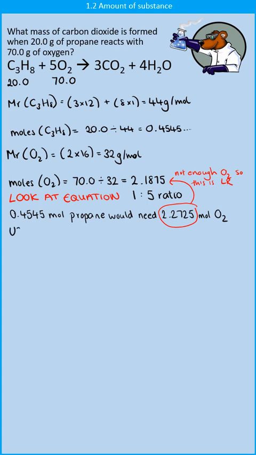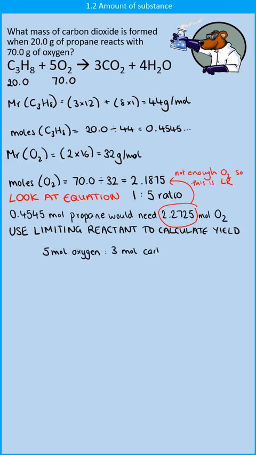And that's really, really important because we're always going to use the limiting reactant in order to work out the theoretical yield. So at this point, I know oxygen is limiting. Oxygen is the one that I'm going to go for. So back to my symbol equation. If I have 5 moles of oxygen, then I need 3 moles of carbon dioxide, or rather I'm going to produce 3 moles of carbon dioxide, I should say. But I don't have 5 moles, I have 2.1875 moles.